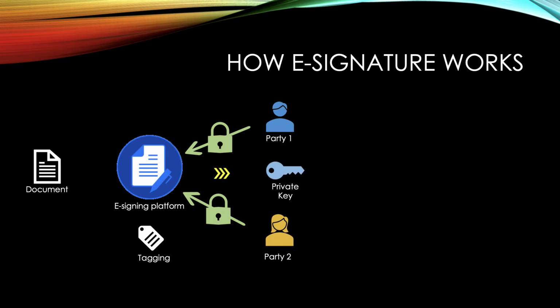When all the signatures are there, the e-signing platform will encrypt the document with a private key and store it in a safe repository. This document is now stored and ready to be retrieved by whoever needs to see the signed copy. So, the e-signing platform acts as a kind of notary to witness the signing by participants.